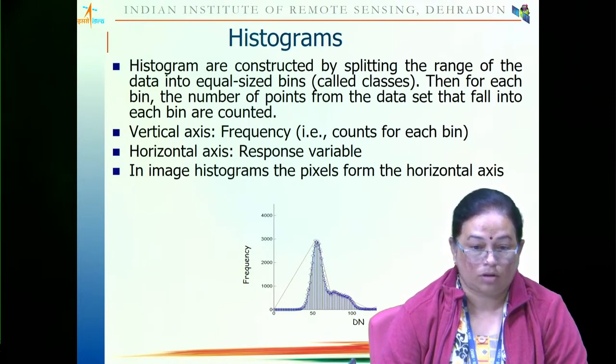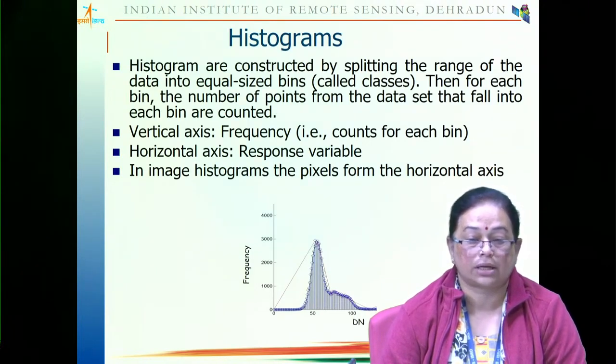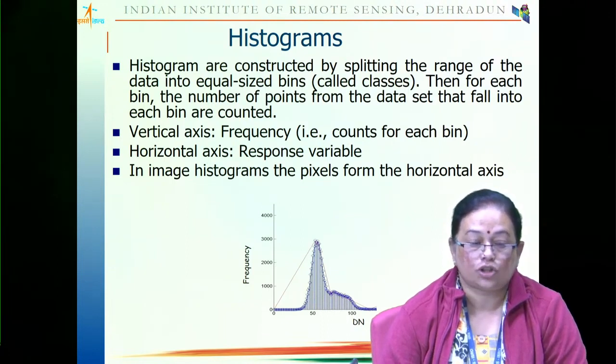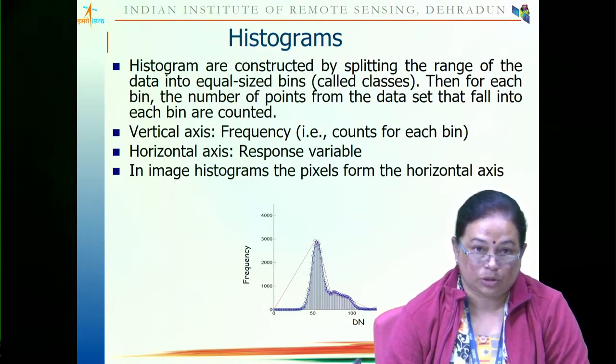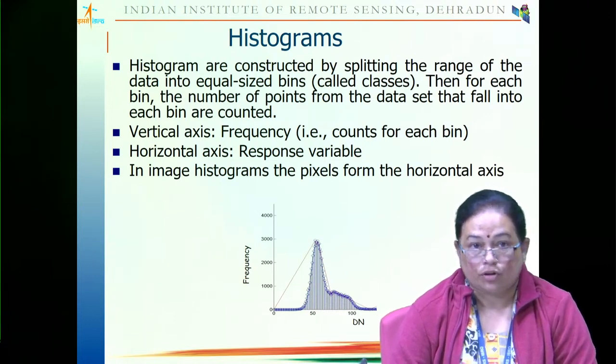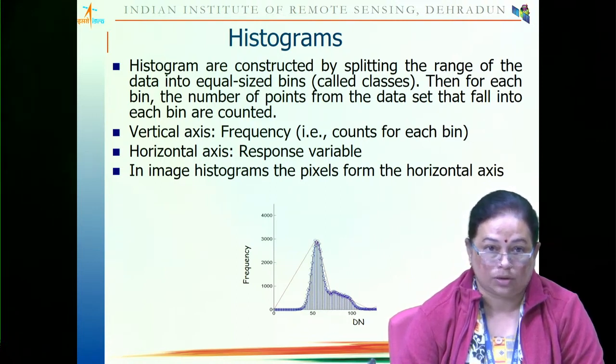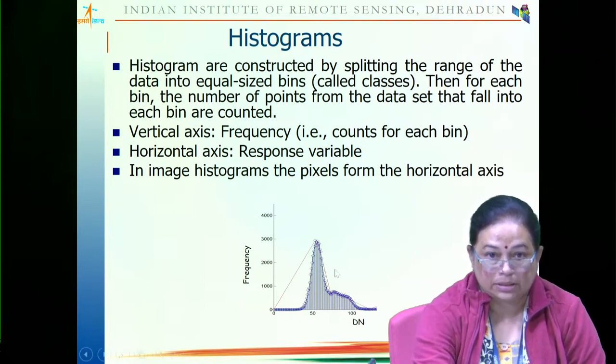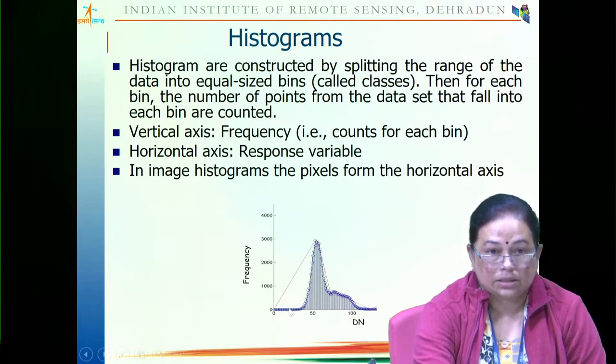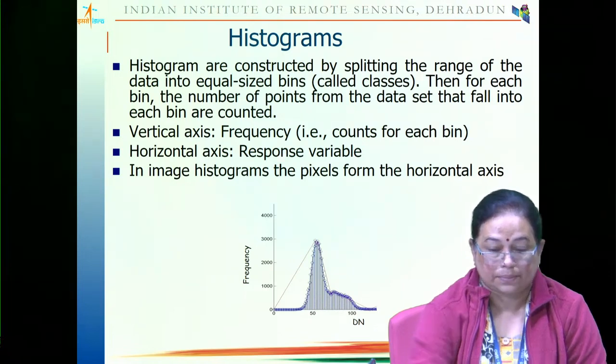We are aware of histograms. Histograms are constructed by splitting the range of the data into equal sized bins, which we also call classes. Then for each of these bins, the number of points from the data set that fall into the bin is counted. In the example given here, you can see that the vertical axis corresponds to frequency, that is the count for each bin, and the horizontal axis is the variable. In image histograms, the pixel values form the horizontal axis.